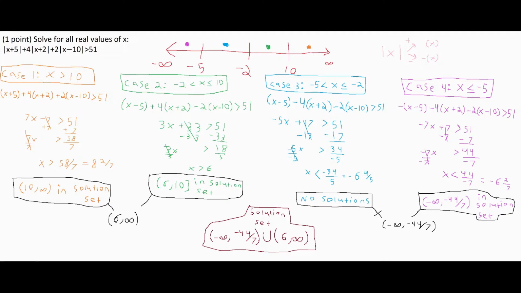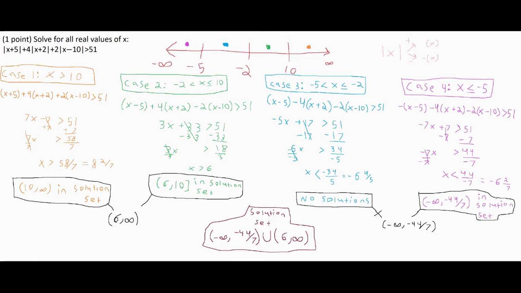Now 8 2/7 does not fit into the interval of x being greater than 10, and if x is greater than 10, then it's already greater than 8 2/7. This means that since 8 2/7 doesn't fit into the interval, it doesn't actually matter. So the interval stays as 10 to infinity, and that's going to be used later in our final solution set.